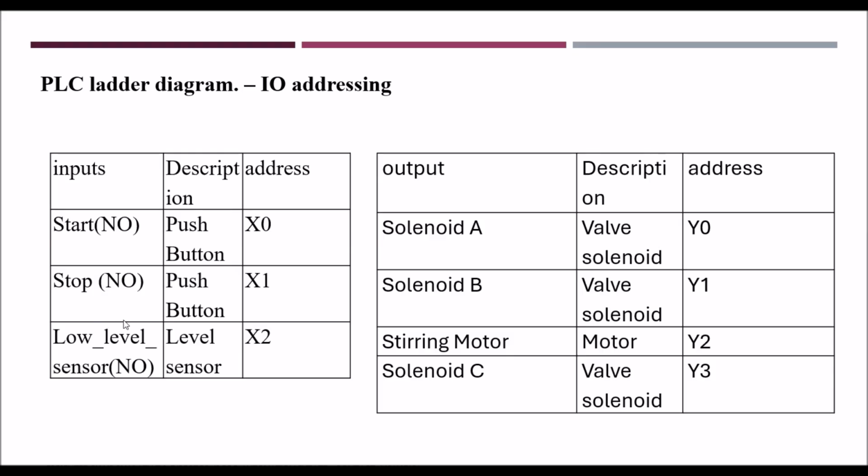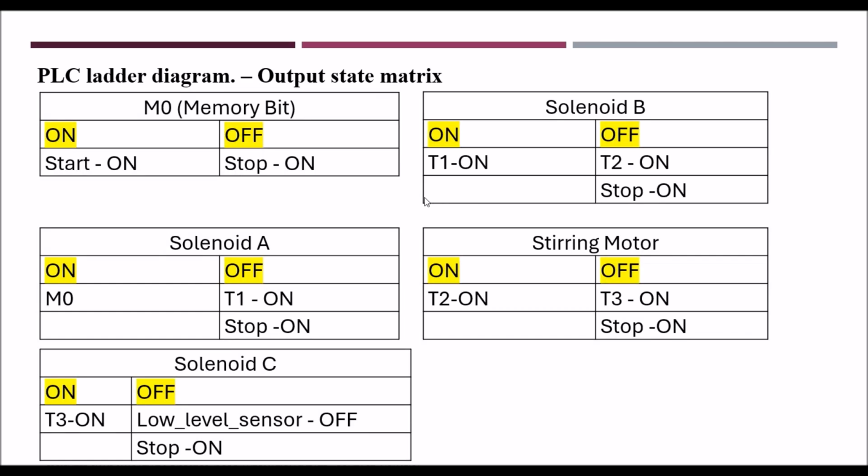And next we need to develop the ladder logic. For ladder logic development, first we need to list the inputs and outputs. There are 3 inputs and 4 outputs: start, stop and low level sensor as inputs, and output is solenoid A, solenoid B, solenoid C and stirring motor. But since we are using a Delta PLC, inputs are labeled X0, X1, X2, and outputs are denoted by Y0, Y1, Y2, Y3. So there are 3 inputs and 4 outputs in this problem statement. That is, IO addressing is the first step.